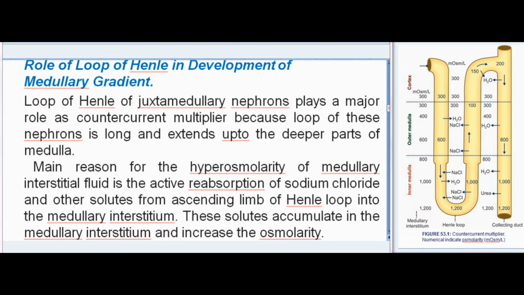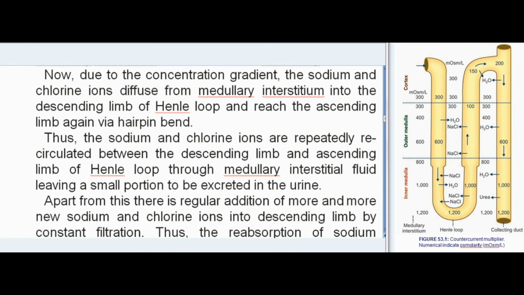The main reason for the hyperosmolarity of medullary interstitial fluid is the active reabsorption of sodium chloride and other solutes from the ascending limb of Henle loop into the medullary interstitium. These solutes accumulate in the medullary interstitium and increase the osmolarity. Now, due to the concentration gradient, sodium and chlorine ions diffuse from the medullary interstitium into the descending limb of Henle loop and reach the ascending limb again via the hairpin bend. Thus, the ions are repeatedly recirculated between the descending and ascending limbs through the medullary interstitial fluid, leaving a small portion to be excreted in the urine.